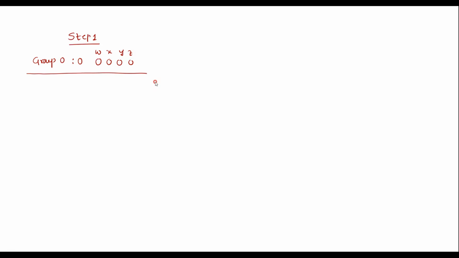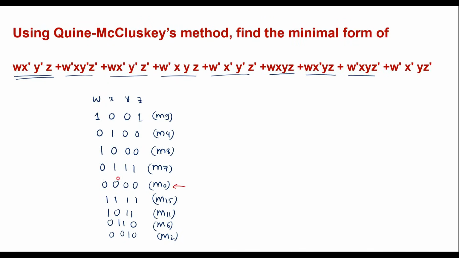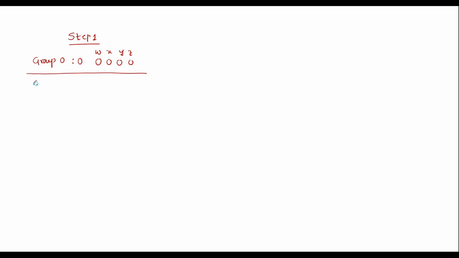Now let me write the numbers which have a single 1. In M4 there is a single 1, in M8 there is a single 1, and in M2 there is a single 1. Let me write 2, 4 and 8 in group 1. That is 2 is 0, 0, 1, 0, 4 is 0, 1, 0, 0, and 8 is 1, 0, 0, 0.